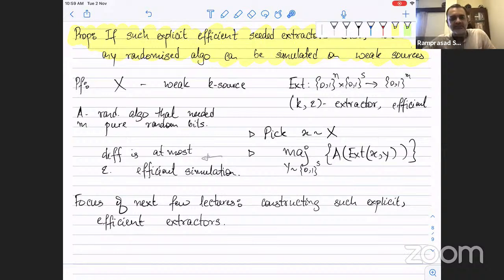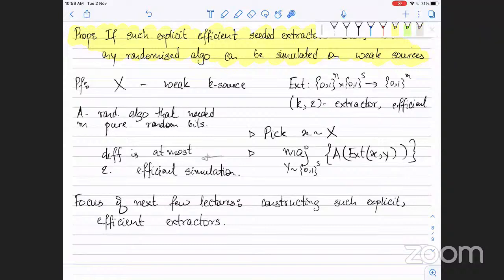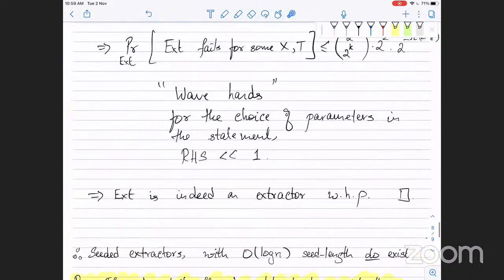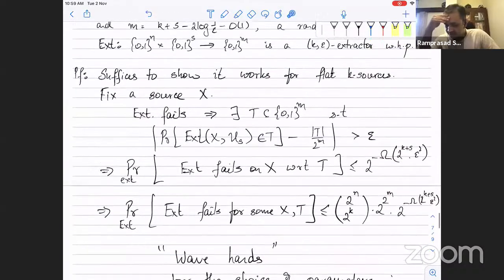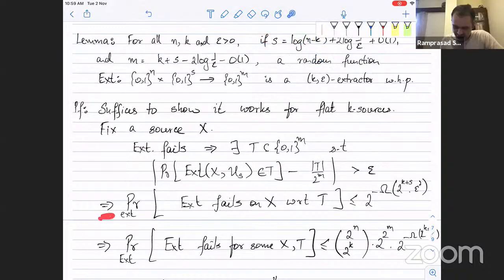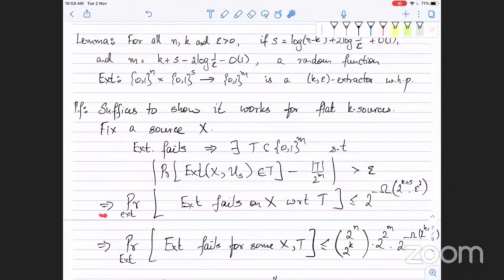Okay, so let me stop now and maybe take questions if there are any. Yeah. So could you go back to the proof of existence of extractors? In the second step of that, the first implication. This one? Sorry, this one or the next? Yeah. Okay. So can you just sort of explain the statement once?